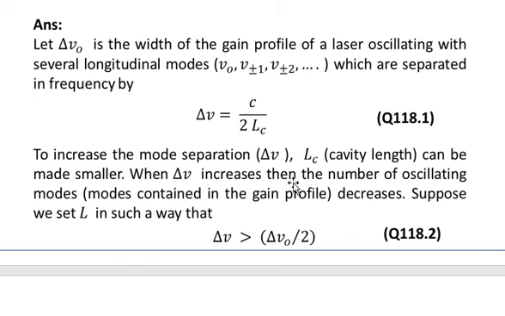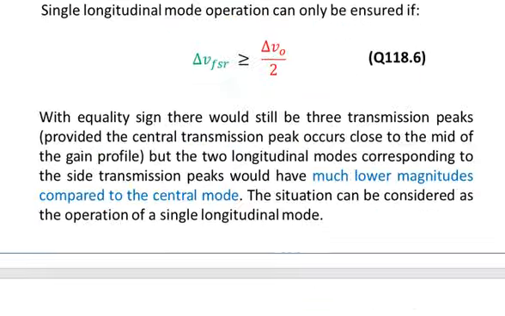When delta nu increases, the number of oscillating modes, that is the modes contained in the gain profile, decreases. So if you increase LC, then delta nu will decrease. But if you decrease LC, delta nu will increase. That is, the separation between the longitudinal modes will increase. So if there is greater separation between the modes, that is, if delta nu is a large quantity, then very few modes will be able to fit into the laser gain profile.